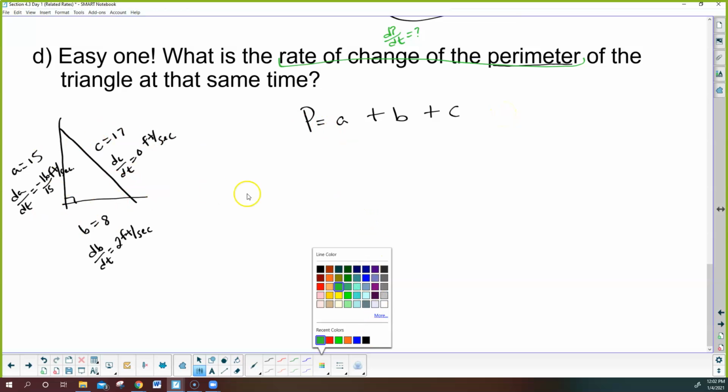Notice I didn't plug anything in yet. We don't want to do that until we take the derivative of it. So I'm going to take the derivative of each piece. The derivative of P is just dP dt. The derivative of A is just dA dt. The derivative of B, dB dt, and the derivative of C is dC dt.